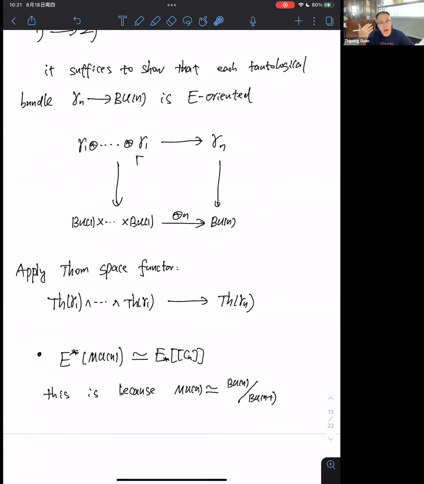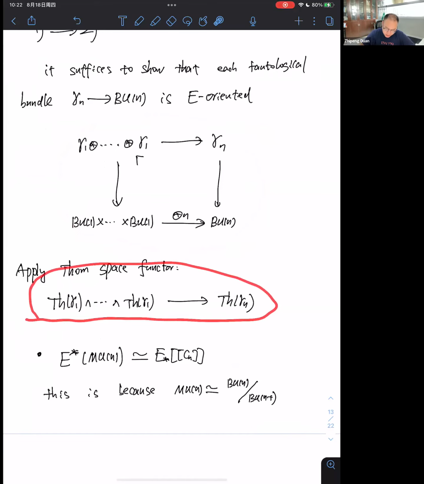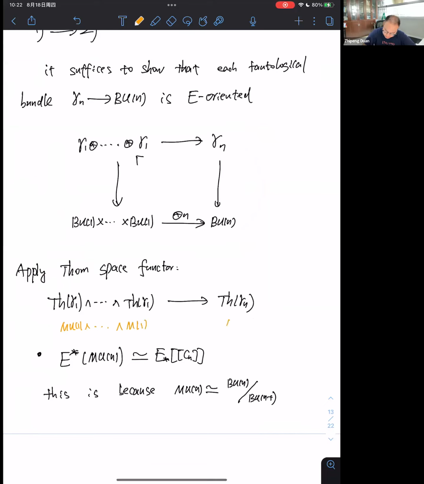If we apply the Thom space functor, then we have a topological map from the n-fold smash product of the Thom space of gamma 1. This is just MU1 smash up to MU1, and this is MUn. So we want to apply this map to find the Thom class of MUn with the help of the complex orientation on MU1. So how do we do that?